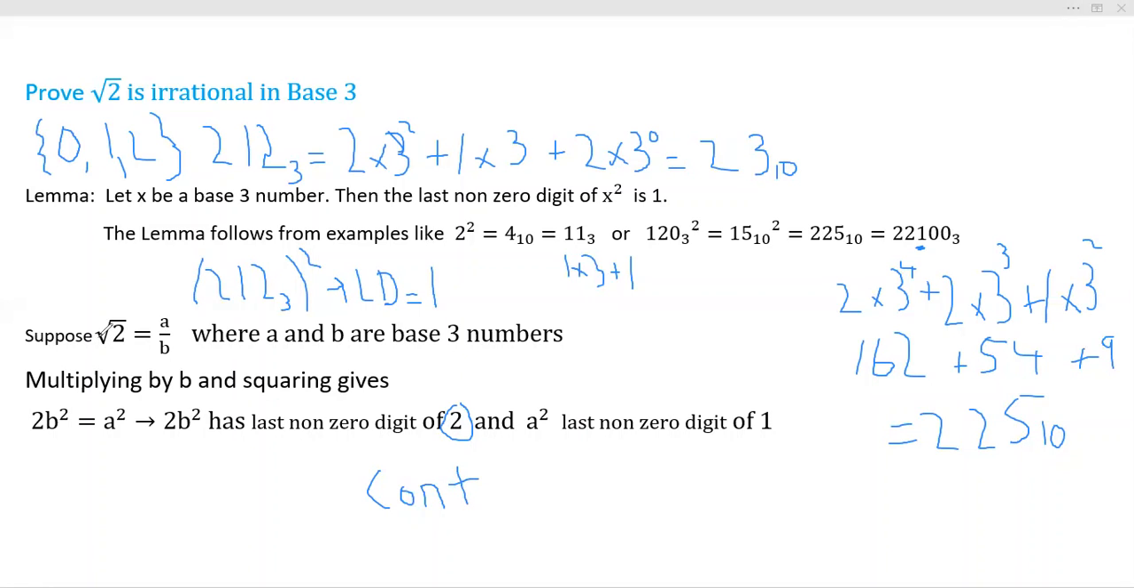And what is the contradiction? We're contradicting this supposition right here. This contradicts, it speaks against our supposition that root 2 can be written as the ratio of 2 base 3 integers. And if you contradict that, that means it can't be written as a rational number, so it must be irrational. Y'all, I thought that was really cool.